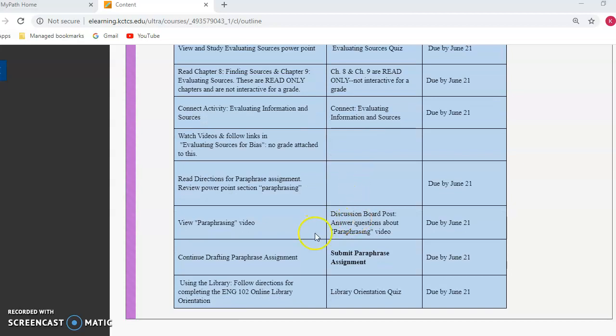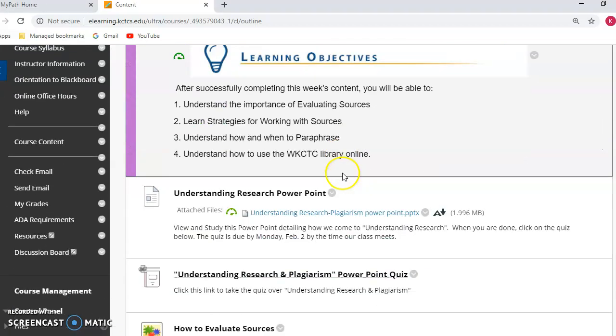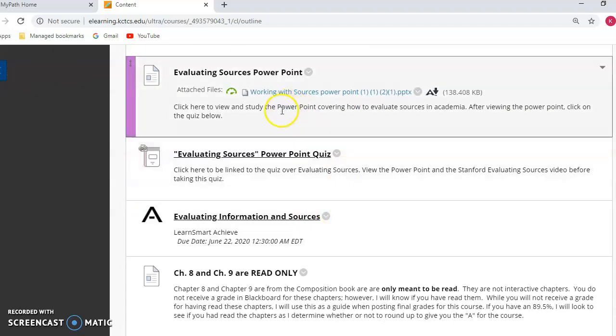You will also watch a paraphrasing video where the professor talks about paraphrasing, and you will submit some answers into the discussion board about what he's saying. I'm going to take you in here, so when you look through here, just follow through. The video, How to Evaluate Sources by Stanford University, is not an assignment, but it is something worth your watching. Okay, so again, here are the assignments.